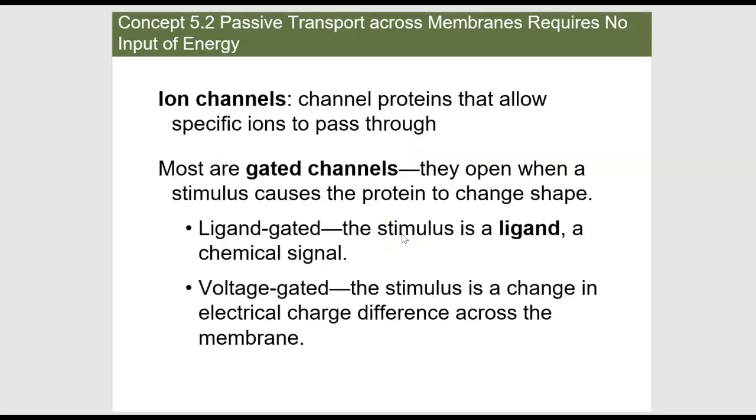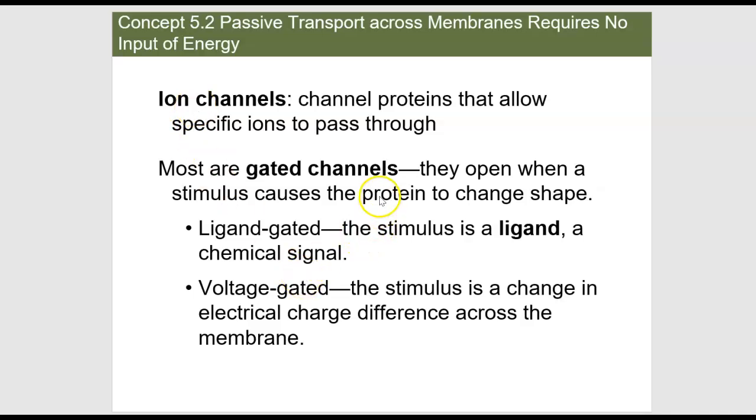Sometimes there'll be specific channels for just ions to pass through. That means that the channel itself has some kind of a charge component. Some of those R groups maybe have a charge on them.